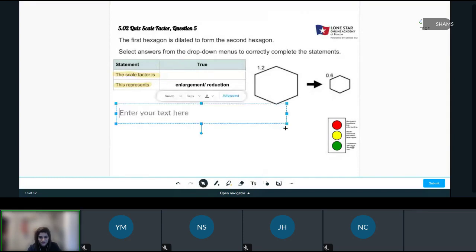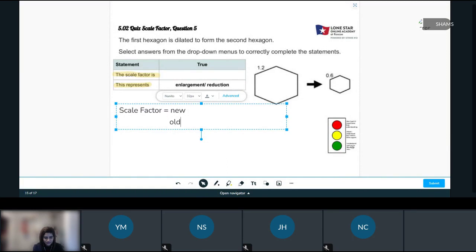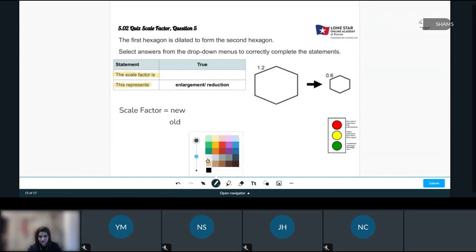Remember, scale factor is a ratio of new side to the old side. So we'll go to the shapes, find corresponding sides. The new side is 0.6. And the corresponding side in the older shape, corresponding means matching, is 1.2. And this is how we can find scale factor, right?